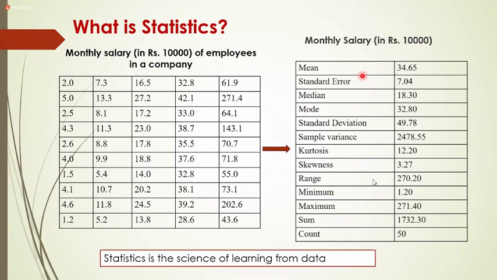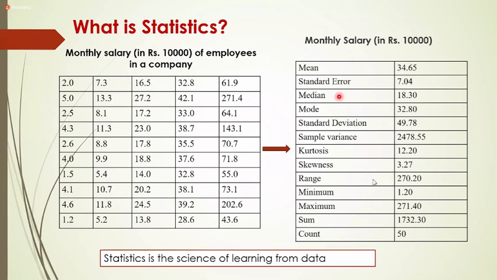That is also okay, but we have to relate it to the given problem, right? When we are expressing our answer, we have to relate it to the given scenario. That is also important. So, the average monthly salary of an employee in the given company is 34.65. Similarly, later we will learn about the standard error. For the time being, we leave it.